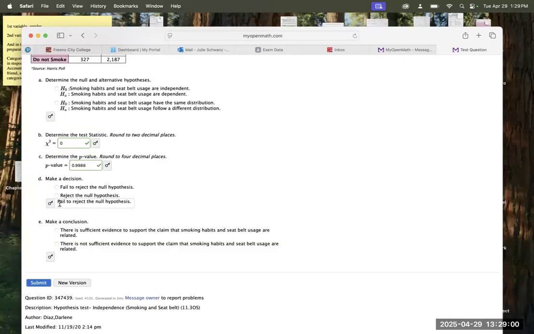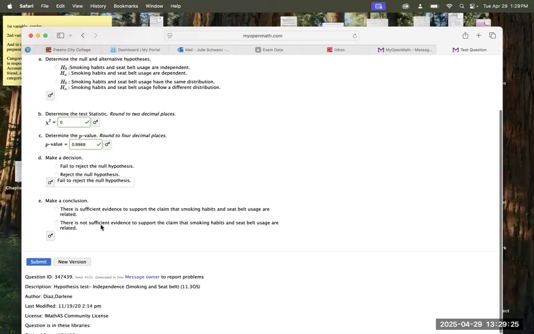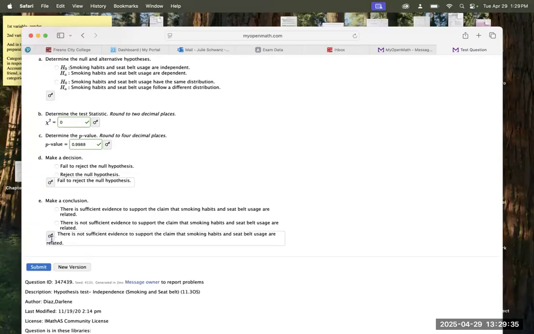If we fail to reject the null hypothesis, there is always not sufficient evidence to support the alternative hypothesis, which here is that smoking habits and seatbelt usage are dependent. So we're going to say there is not sufficient evidence to support the claim that smoking habits and usage are dependent, which is the same thing as related. So there we go.